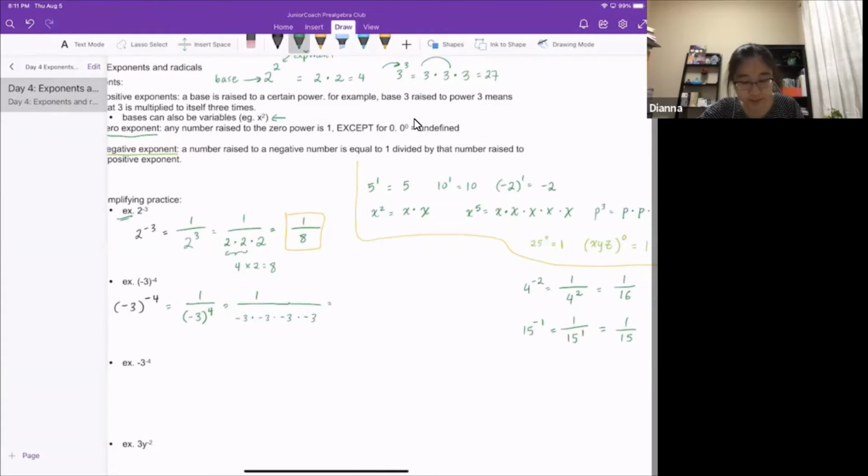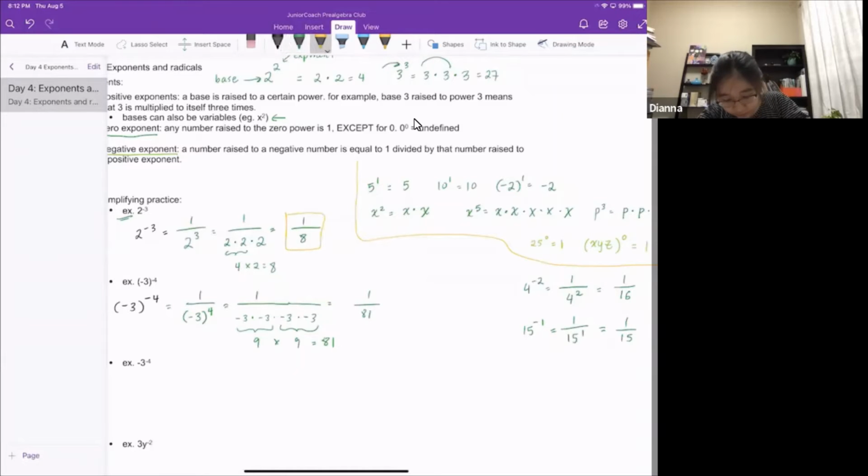So -3 times -3 times -3 times -3. That's a lot, right? But we can simplify it easily by saying, well, -3 times -3 is +9, because a negative number times a negative number is a positive number. So that's 9. This is also going to be 9, it's just the same thing. So now we have 9 times 9. 9 times 9 is going to be +81, right? And so that's it. So 1 over 81 is going to be that answer.